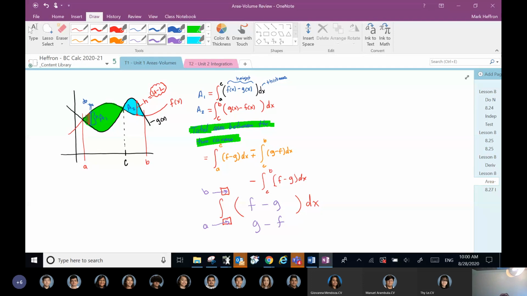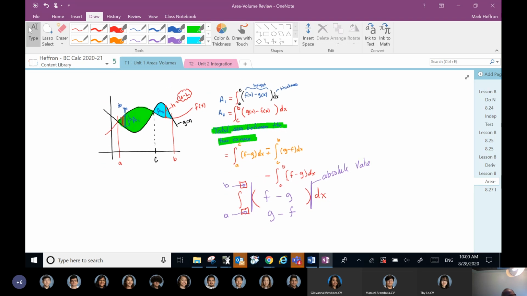Casey, Lynn, Oswaldo, anybody? What if we used absolute value? As soon as we use these absolute value bars, it turns all the negative area into positive. And so that was the key thing that I wanted to remind us about.